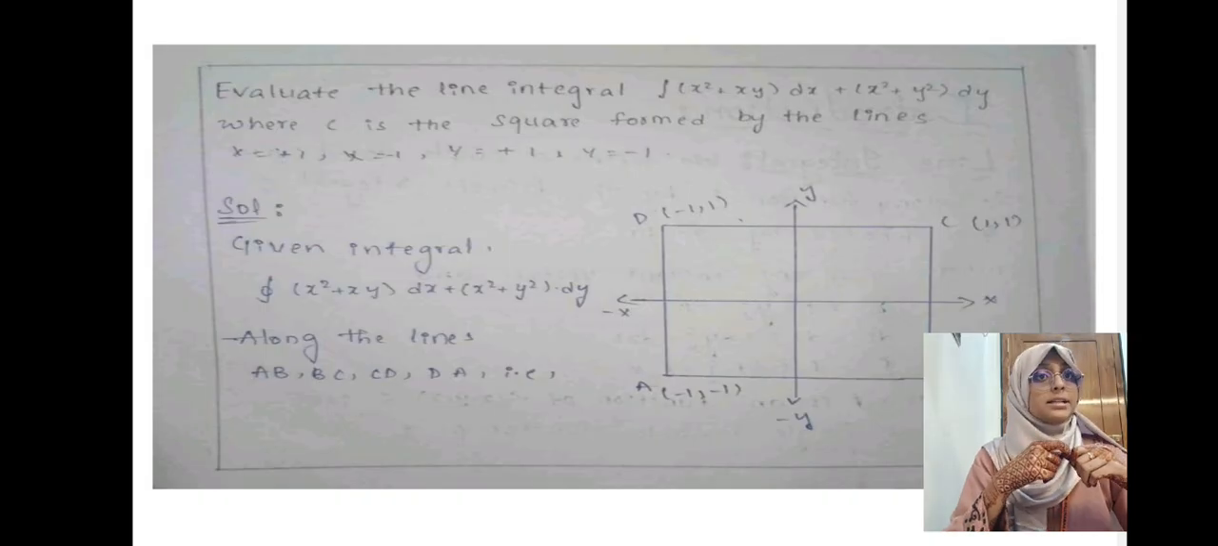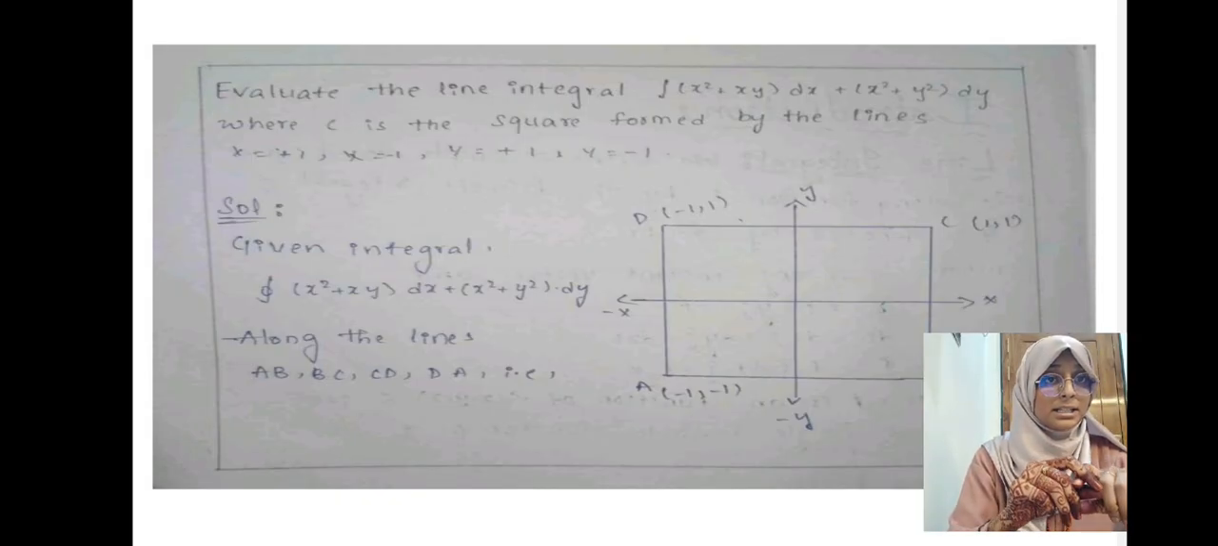So the question given to me is: evaluate the line integral of (x square plus xy) into dx plus (x square plus y square) into dy, where c is the square formed by the lines x equals 1, x equals minus 1, y equals 1, y equals minus 1. So let me explain your solution. First, given integral (x square plus xy) into dx plus (x square plus y square) into dy.